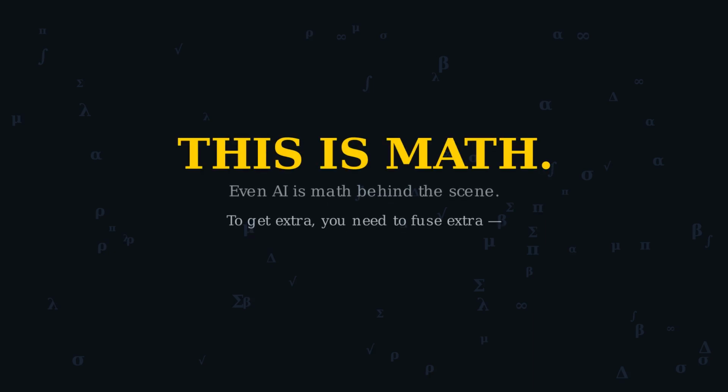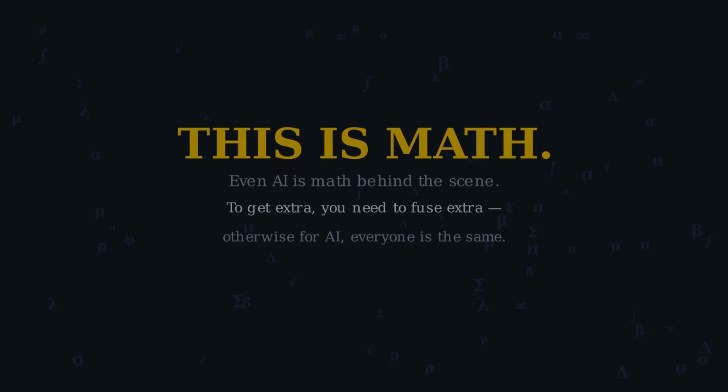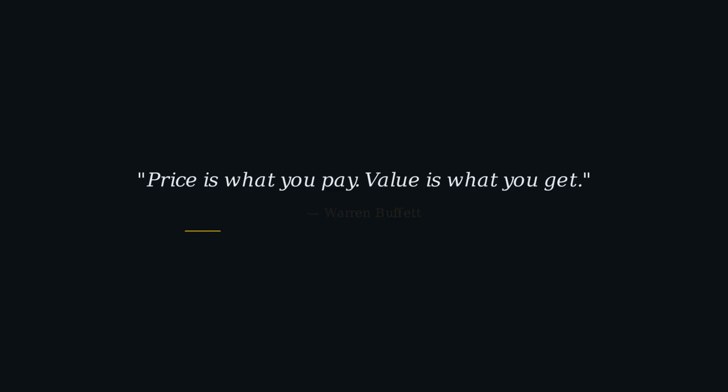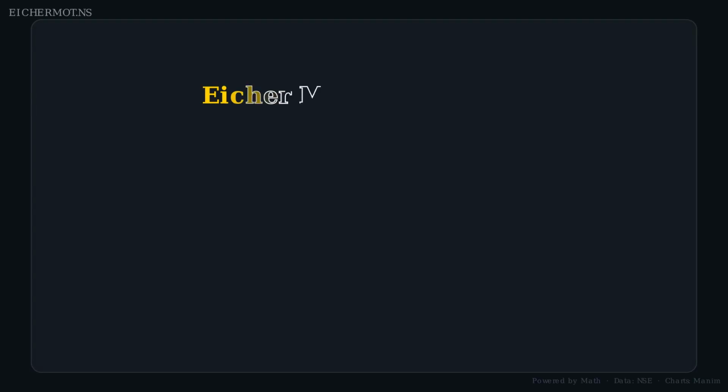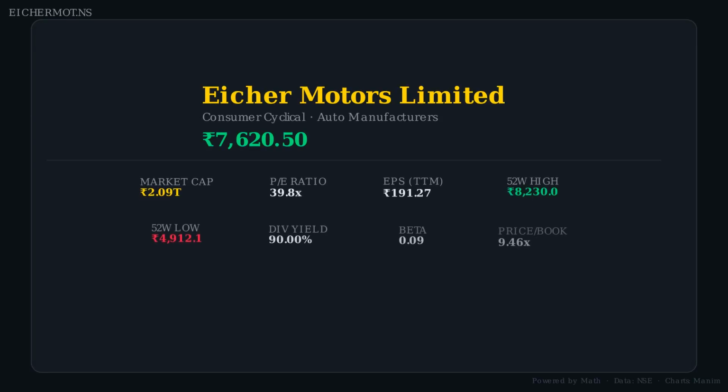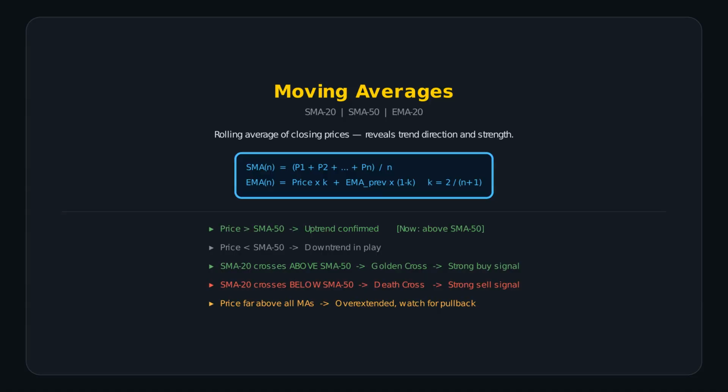This is math. Welcome to the technical analysis of Eicher Motors Limited. EICHERMOT.NS is a consumer cyclical company with Rs 2.1 trillion. Over the past 3 years, the stock has gained 156.2%. We will break down 4 key indicators: moving averages, Bollinger bands, RSI, and MACD, because every line on this chart is a formula. Let us start with moving averages, the foundation of trend analysis.